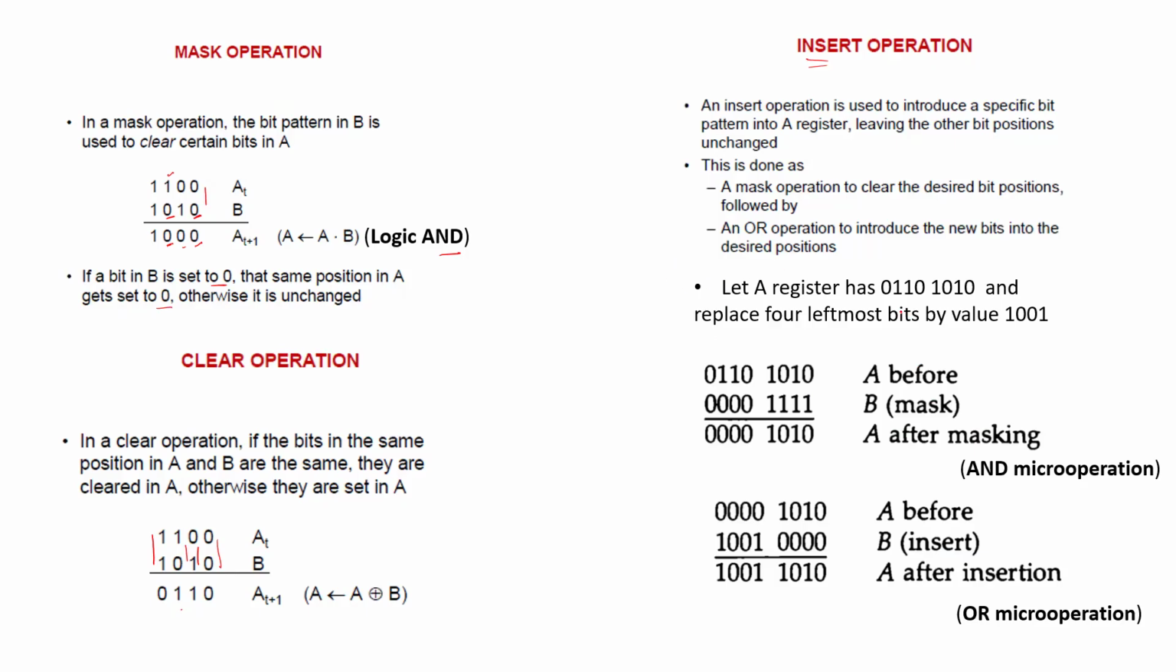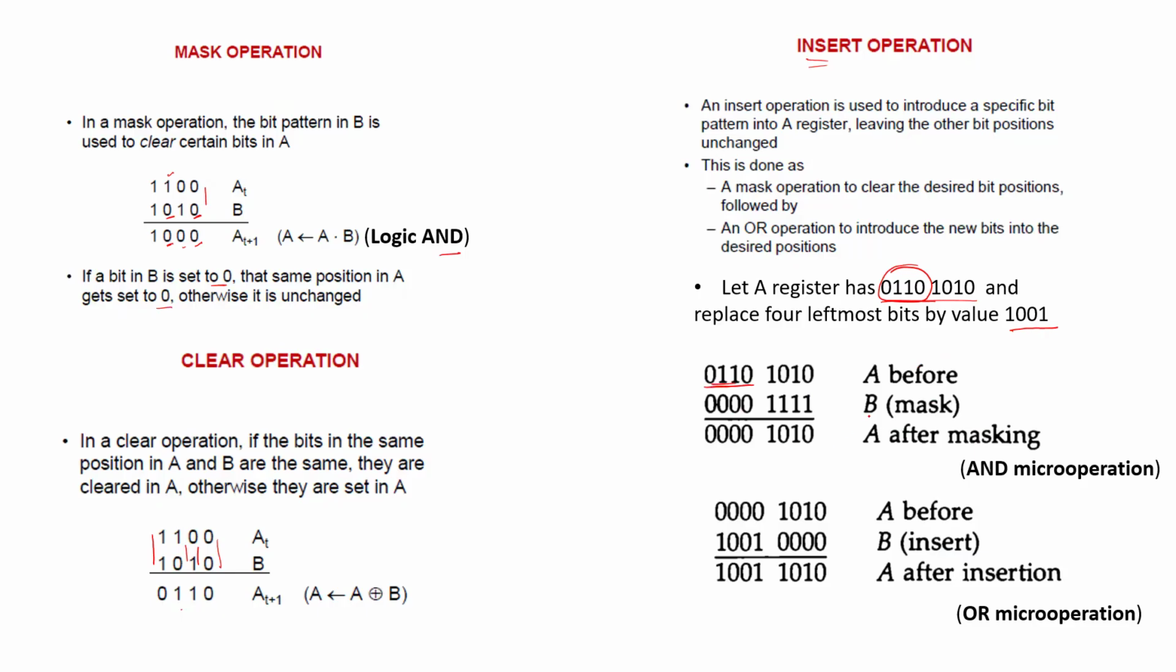Here an example is taken: the contents of register A are 0, 1, 1, 0, 1, 0, 1, 0. And for the leftmost bits, 0, 1, 1, 0 should be replaced by the value 1, 0, 0, 1. So in place of 0, 1, 1, 0, we want to introduce 1, 0, 0, 1. So first we need to do the masking, to clear the bits you want to change.